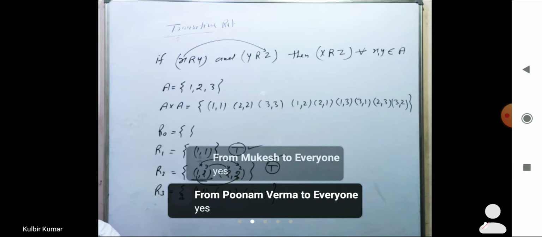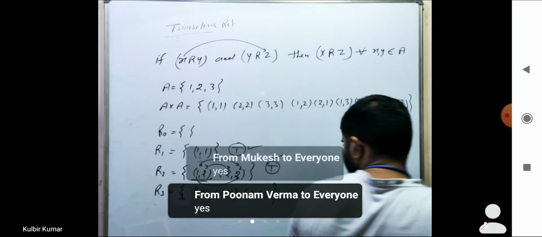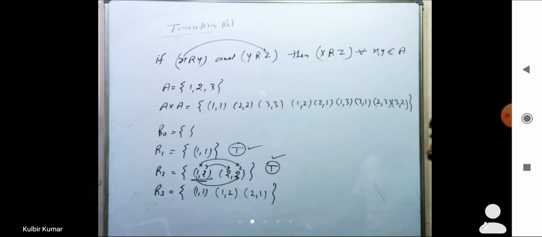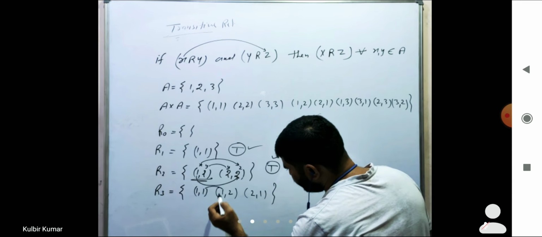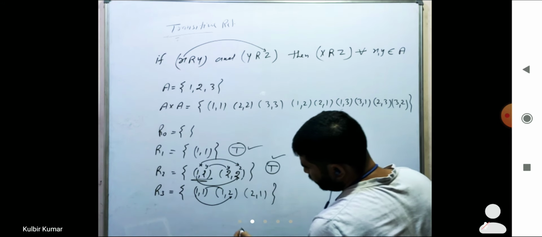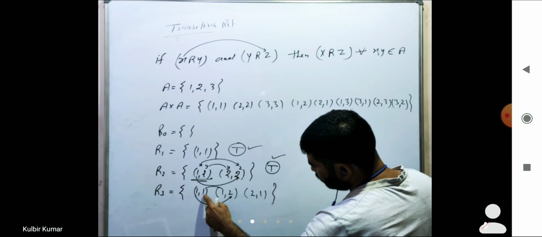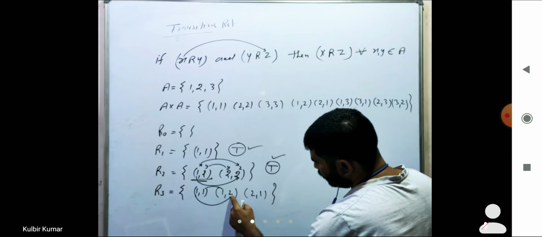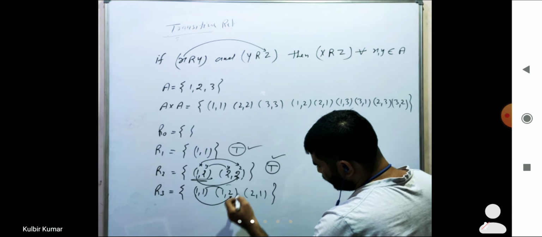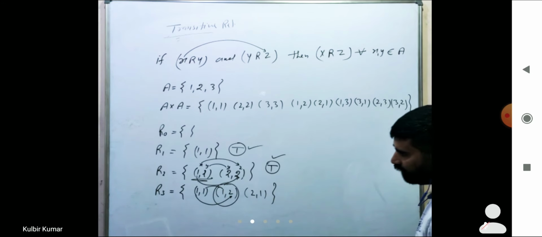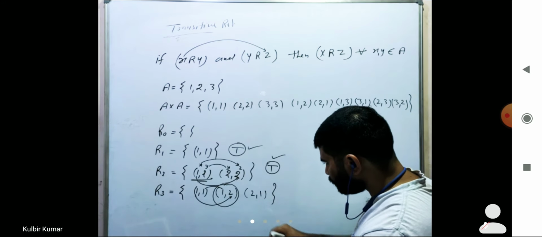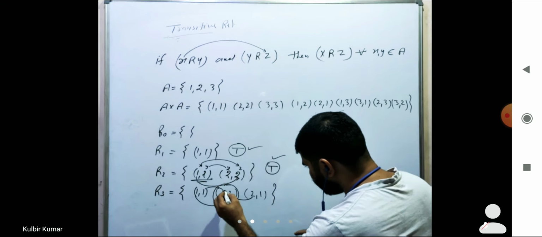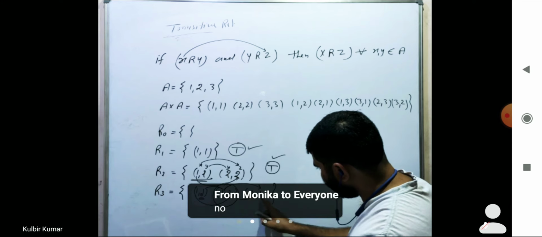R3 again, yes. Okay, let's check. So 1 comma 1 doesn't have any problem. After that, this one and this one are matching, तो ये वाला ordered pair भी होना चाहिए. So we can say this ordered pair 1 comma 2 should be there. 1 comma 2 is there, yes. After that this one and this one are matching, so 1 comma 1 भी होना चाहिए. So 1 comma 1 is also there.